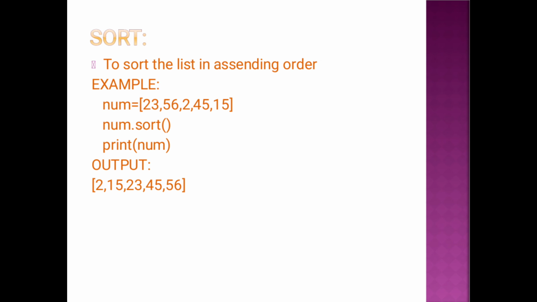And the last one is sort. To sort the list in ascending order. For example, a list contains numbers. We can arrange this in ascending order by using this sort method. For example, the numbers are 23, 56, 2, 45, 15. By using the sort operation, we can change this to ascending order. And the output is 2, 15, 23, 45, 56.